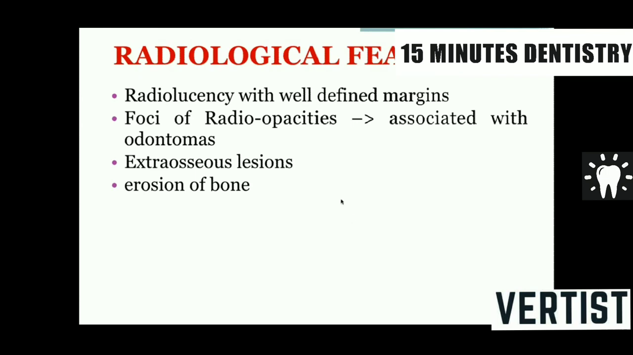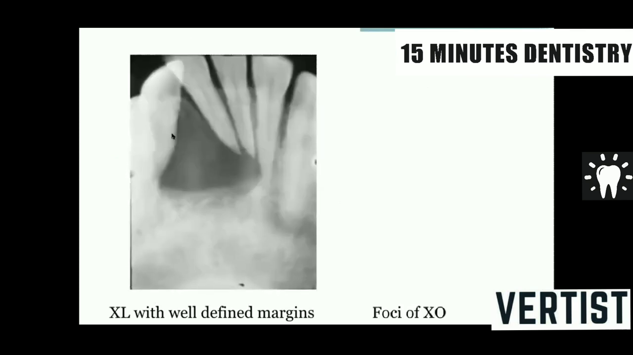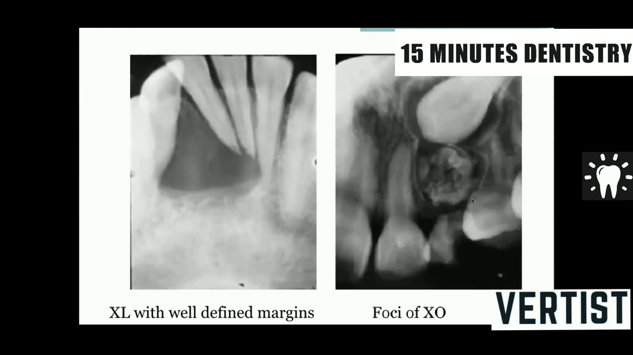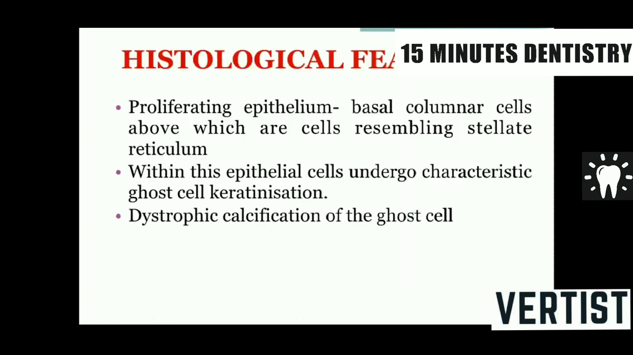There is radiolucency with well-defined borders with foci of radiopacities. So something like this, there is a radiolucency. Now here, this is a maxillary COC, where the canine is impacted and there is a radiolucency with radiopacities in it. So it looks like AOT or some other odontogenic tumor.